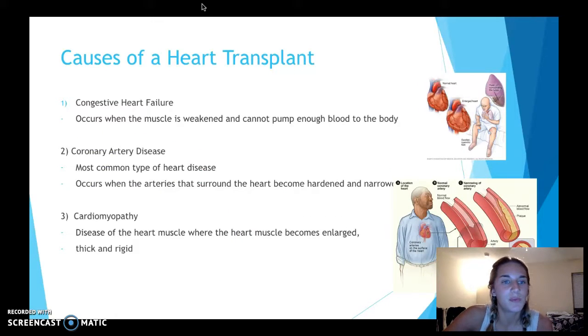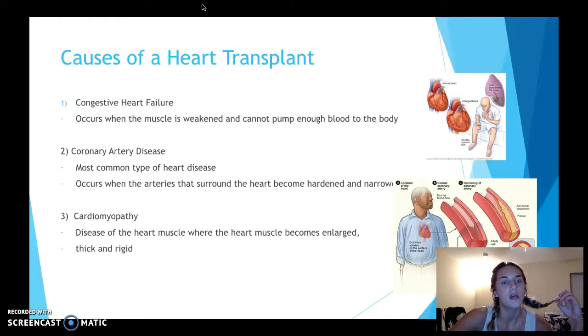Causes of a heart transplant: three of the causes are congestive heart failure, coronary artery disease, and cardiomyopathy. Congestive heart failure occurs when the muscle is weakened and cannot pump enough blood to the body. When your heart doesn't pump enough blood, it causes blood to back up and fill the lungs, which causes congestion, and it also causes them to swell and turn blue from a lack of oxygenated blood.